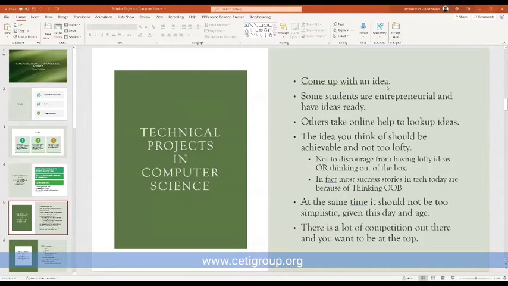At the same time, it should not be very simple, because today you cannot just create, for example, a static web page as a project. You need to do something more, because of the demands of the day and age today, because there is a lot of competition out there.